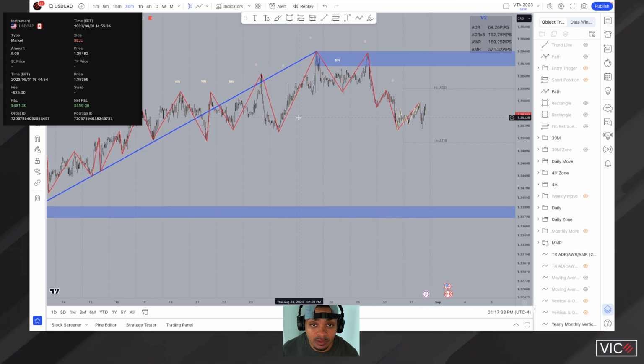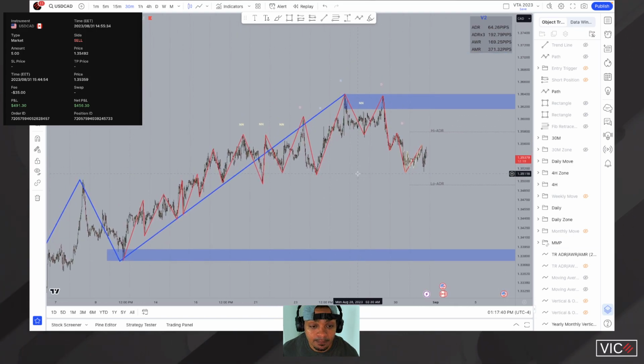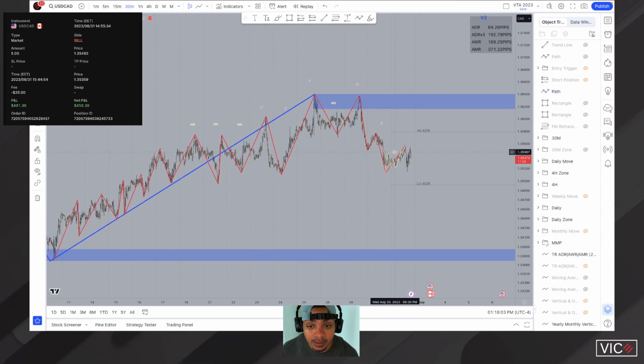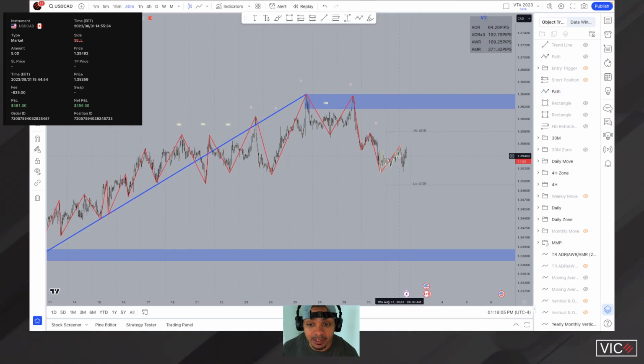I want to see what's going on inside, from the external to the internal structure, what the internal structure is made out of, right? So we have the high that was made. We know we're in a pullback. We have a lower low, we have a higher low, a high, lower low, lower high, lower low. We can see we have downtrend structure happening here, right?